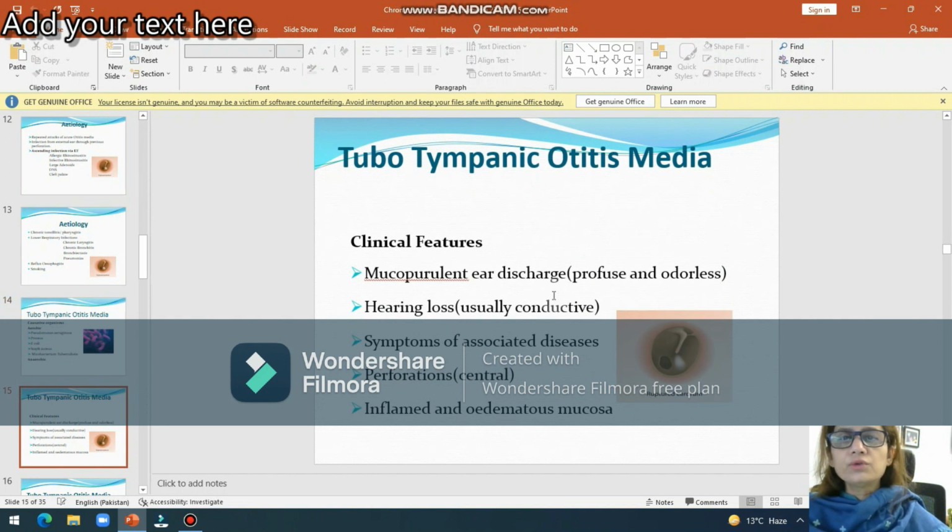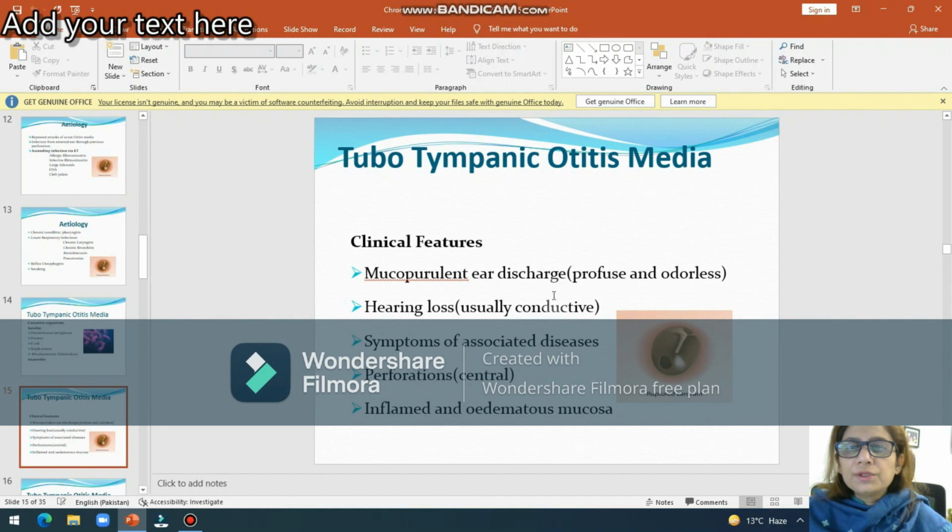Anaerobic bacteria are also important. So a mixture of aerobic and anaerobic bacteria, and aerobic gram-negative bacteria are common and can cause chronic inflammation of the middle ear cleft. So what will be the clinical features?